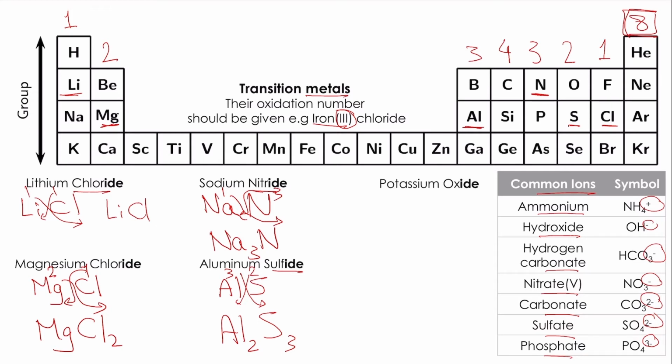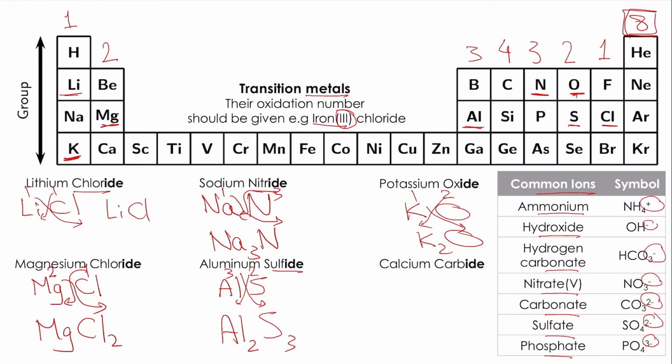Potassium oxide. Where is potassium? Potassium is K. It's here, group 1. So K, oxide, oxygen. Here is oxygen, in group 16. So we have 1 and you have 2. Exchange the valencies. So it's K2O. This is how you should write potassium oxide.